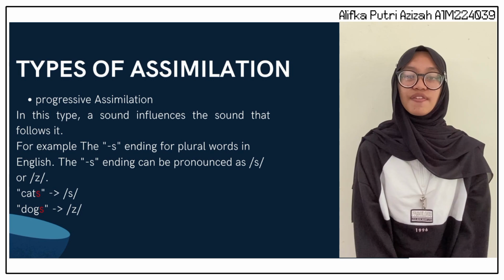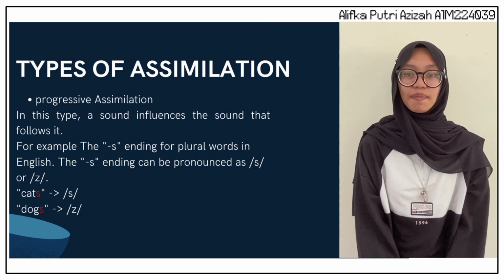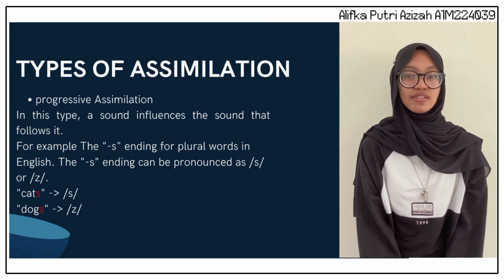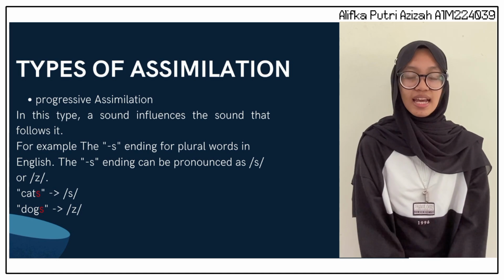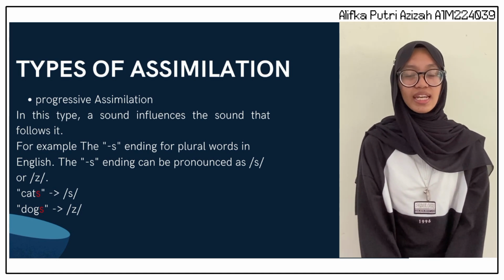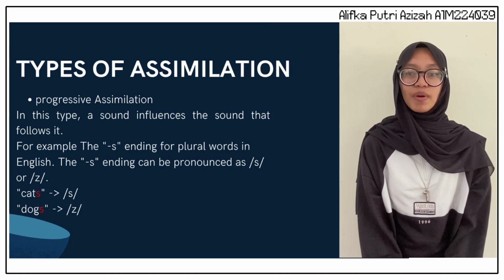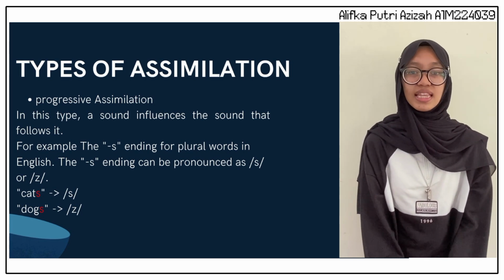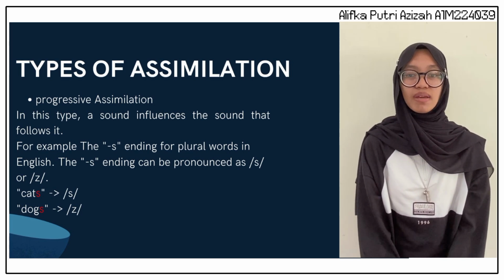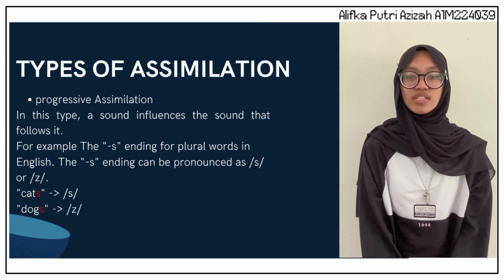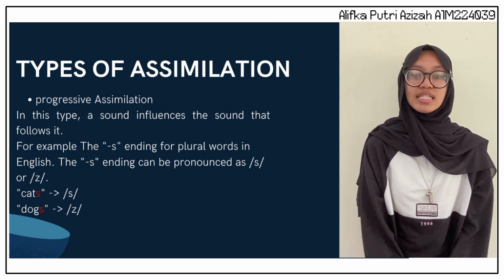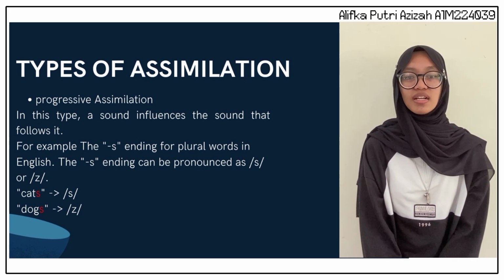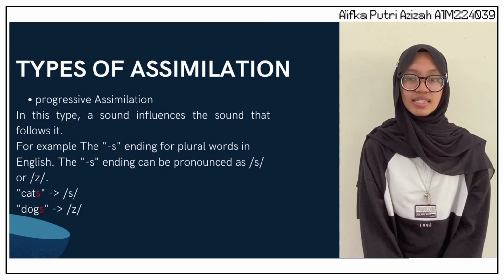Next, progressive assimilation. In this type, the sound influences the sound that follows it. For example, the S ending for plural words in English. The S ending can be pronounced as S or Z. Take the word cats. The T sound is voiceless. It doesn't make your throat vibrate. That voicelessness moves forward, so the S is also pronounced as a voiceless S, like cats.